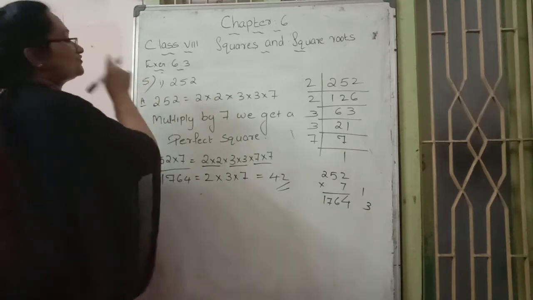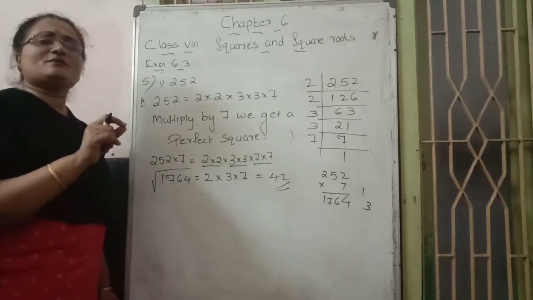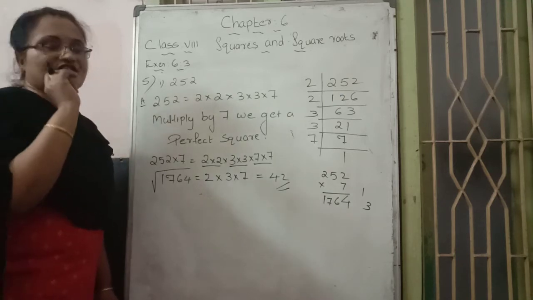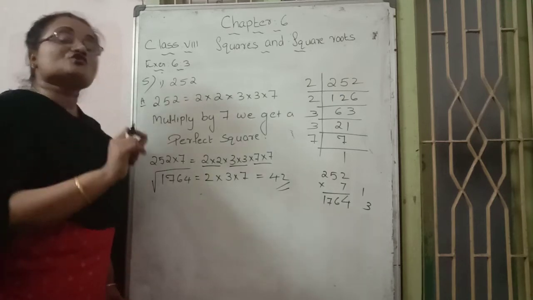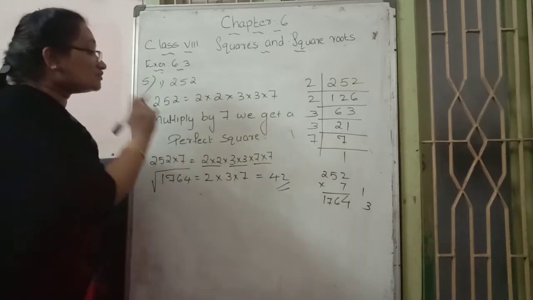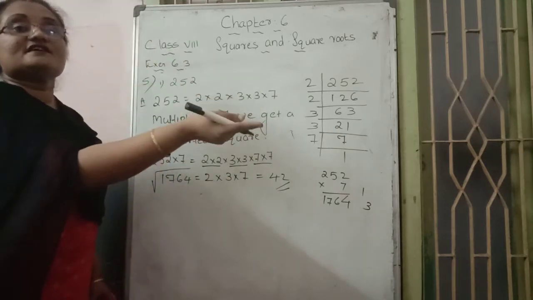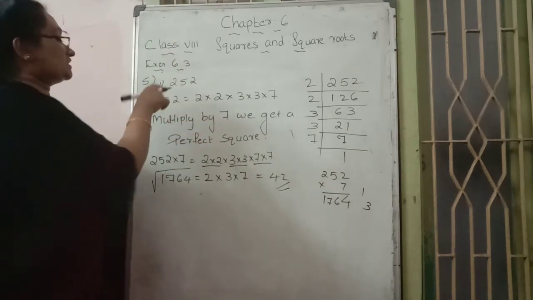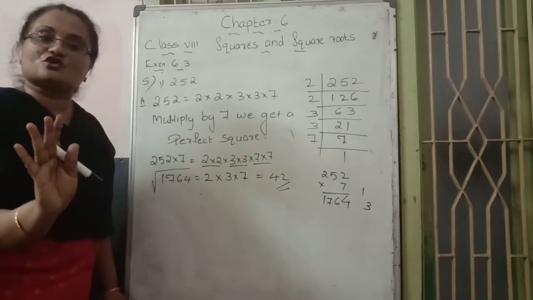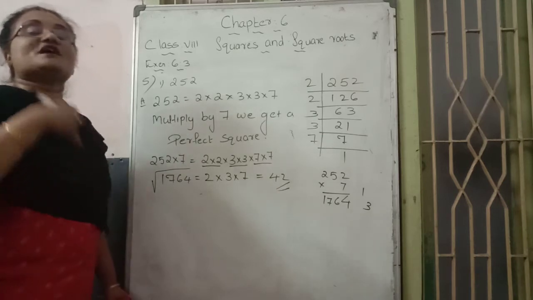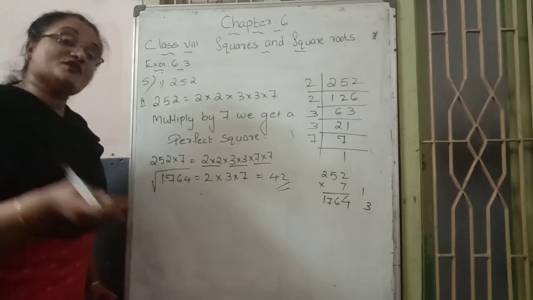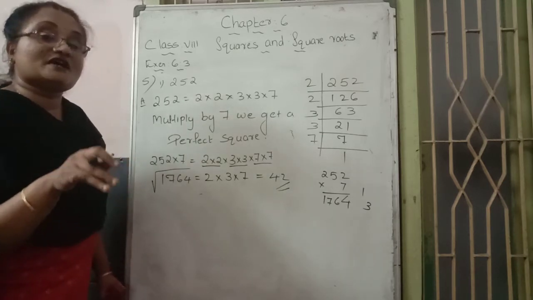1764. That is the fifth Roman meaning. Fifth Roman is saying that if the given number is not a perfect square, then how to make it a perfect square? In this question, we multiplied with another 7, then we get a perfect square. Actually the given number 252 is not a perfect square, but it is multiplied with 7. How do we identify that it will multiply with 7?